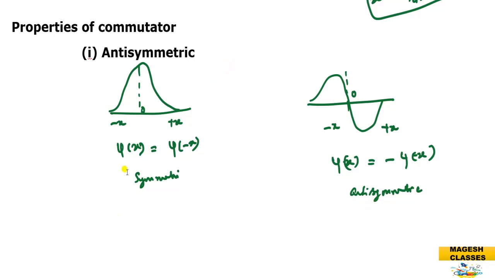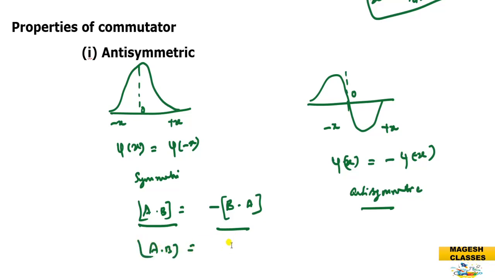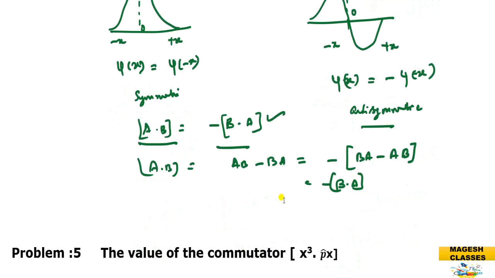In case of commutator, what do you write? Now the commutator A, B is equal to minus of commutator B, A. So this is the concept. In case of commutator, A, B is equal to minus B, A, so it is antisymmetric. Now the commutator A, B is equal to AB minus BA. So this is equal to minus of BA minus AB. Correct? So this is equal to minus commutator B, A. Clear?